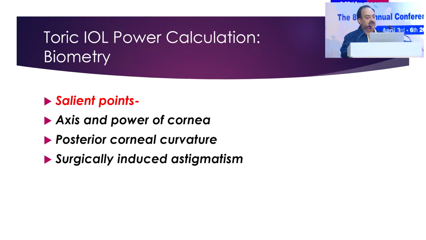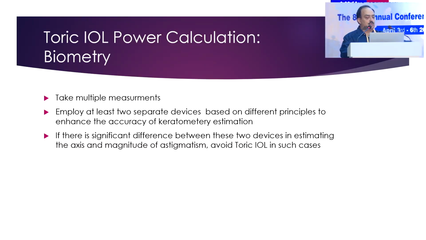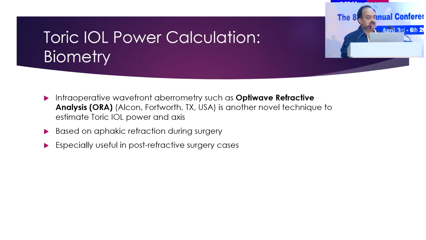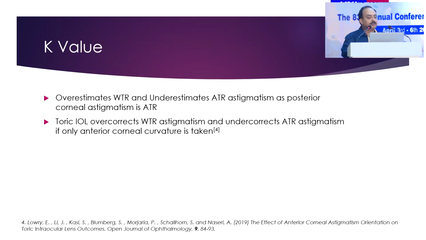So the salient points are axis and power of the cornea, which I have already discussed. The posterior corneal curvature is very important, and so is surgically induced astigmatism. So take multiple measurements. In difficult cases like operated LASIK, the best is ORA, the optiwave refractive analysis, which is based on aphakic refraction during surgery. I think this is the best thing, especially what happened to Shah Rukh Khan. If this would have been used, this would have been avoided.